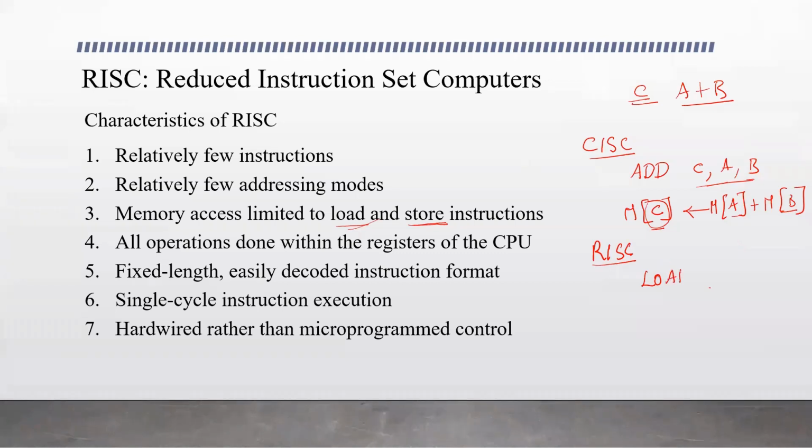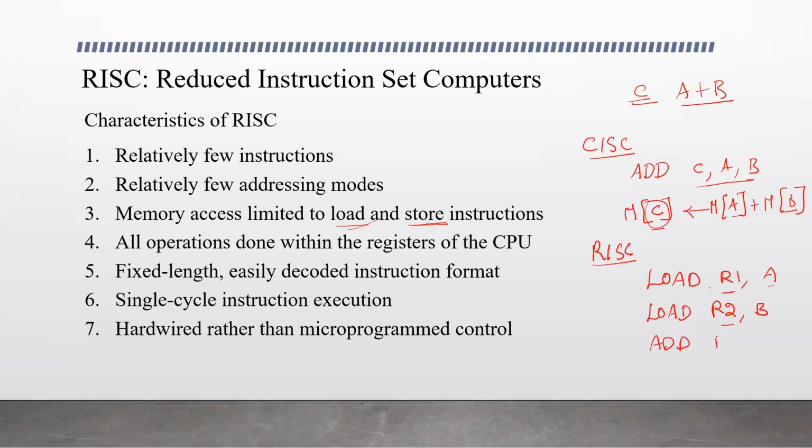So we need to first load operand A to register R1. And we can't write add R1 comma B, because B is a memory operand. Only register addresses can be given in manipulation instructions. So we need to load the other operand B also in some register. Let's take R2 and load the content of B into R2. And now, as we have A in R1 and B in R2, in two registers we can perform addition.